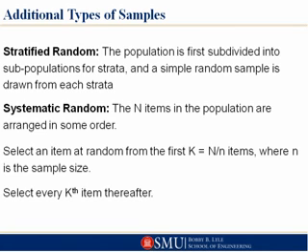Systematic random: the N items in the population are arranged in some order, and then you select an item from the first k. Again, N is the size of your population, and n is the sample size that you're drawing, so every fifth one. So you somehow are able to order your population. And then if you define your sample size to be 100, you take every k-th item thereafter, however you've defined k, depending on the size of your population.